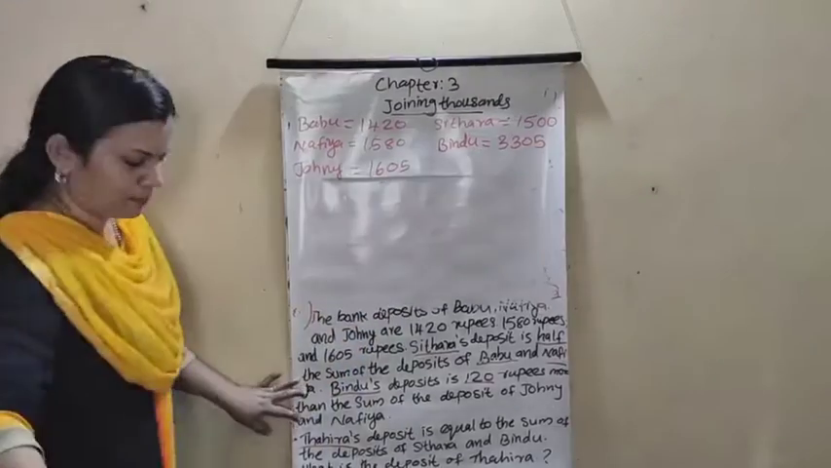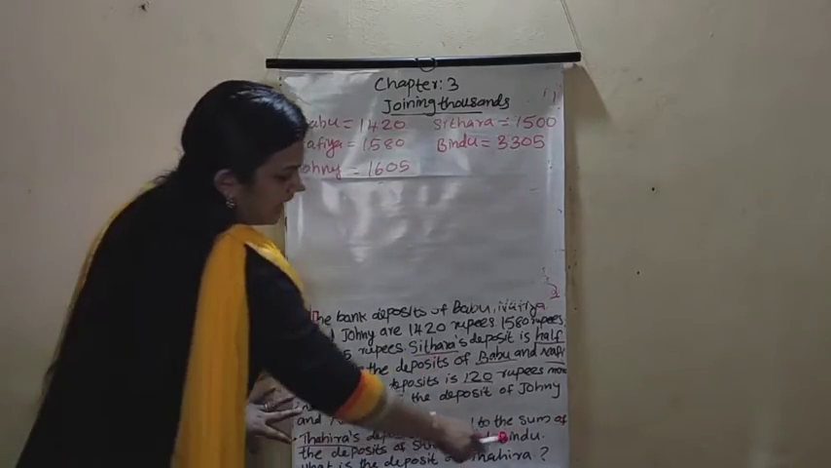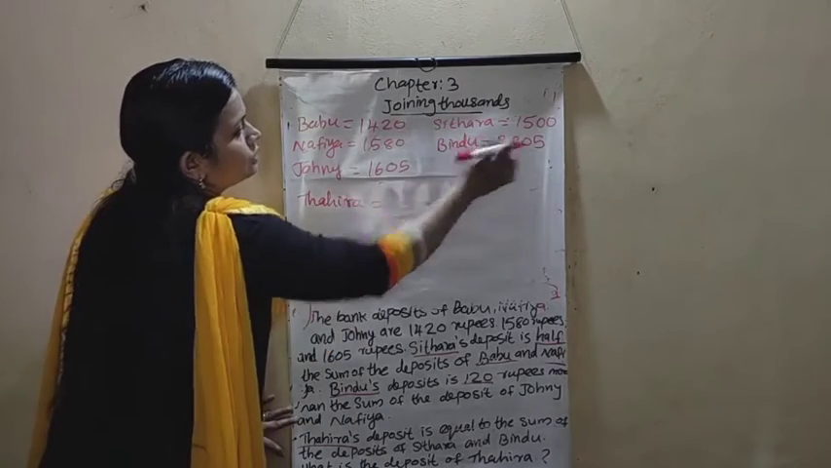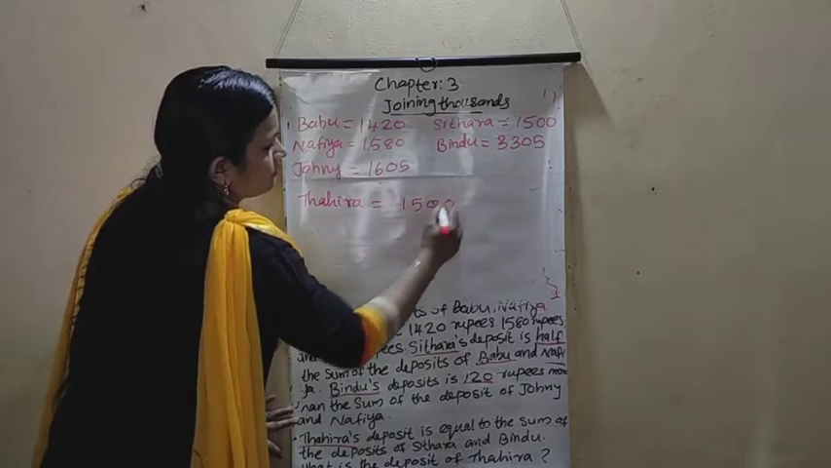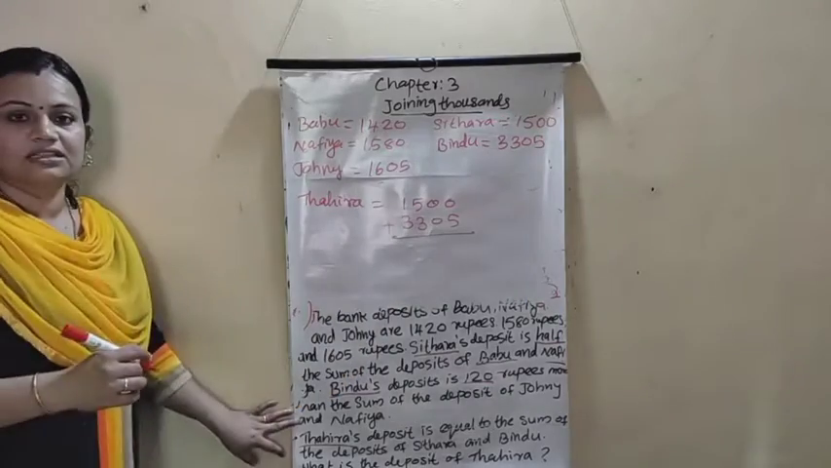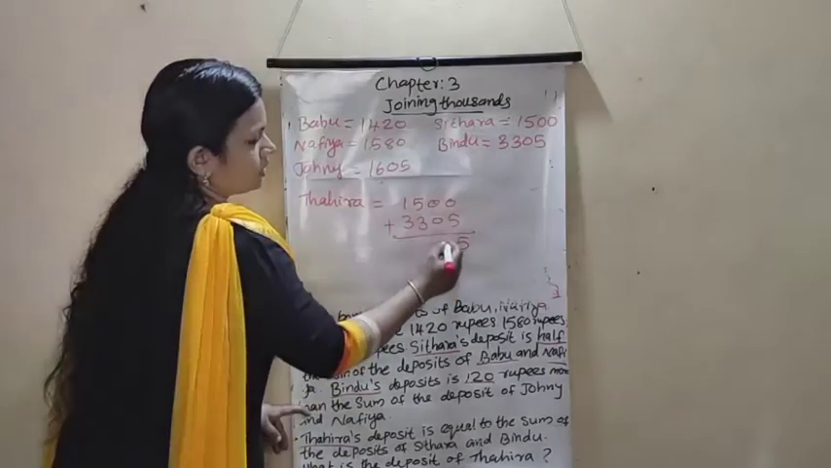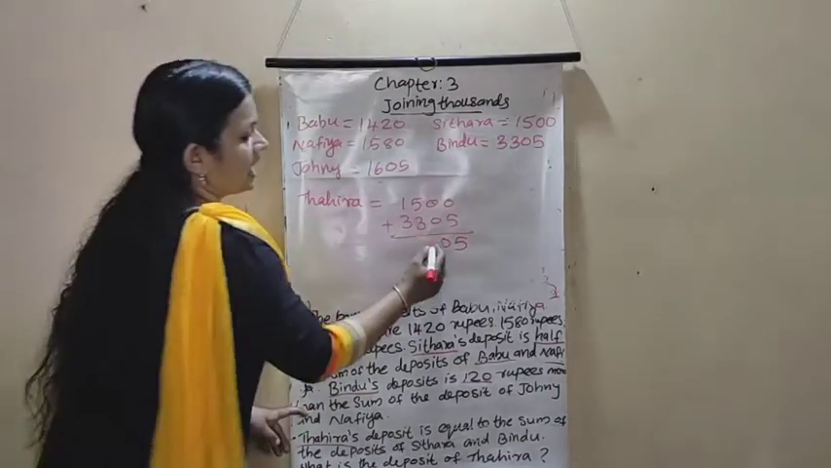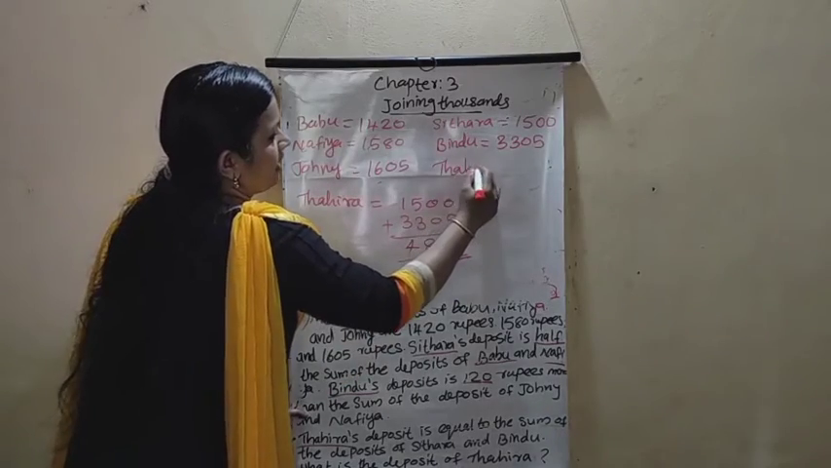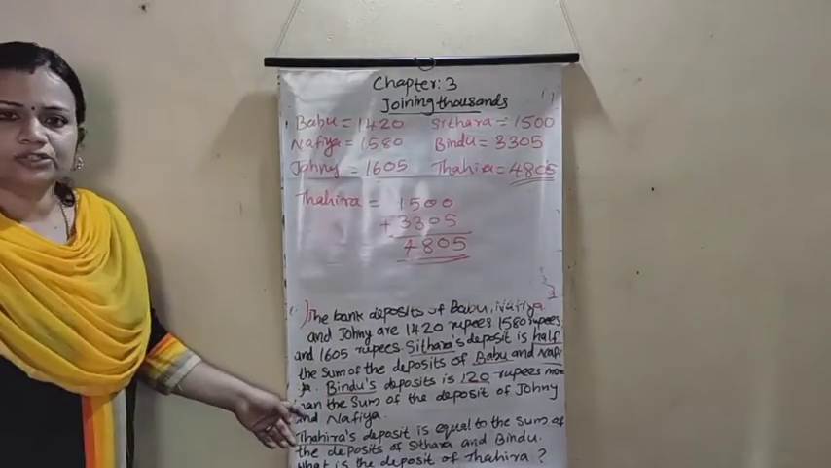What is Tahira's deposit? Tahira's deposit is equal to the sum of the deposits of Sitara and Bindu. Sitara, what? 1,500. Bindu, 3,305. Add these numbers. This sum is equal to Tahira's amount. 5 plus 0, 5. 0 plus 0, 0. 5 plus 3, 8. 3 plus 1, 4. Then Tahira's deposit is 4,805. Understood how to find it.